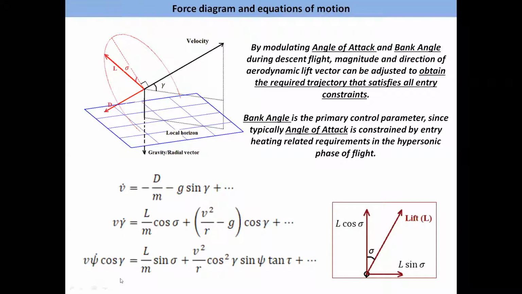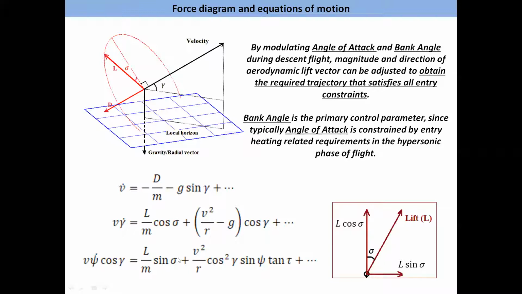So these are the equations of motion written with respect to a velocity fixed frame of reference, a relative velocity fixed frame of reference. You can see how the cos component, that is L cos sigma, the vertical component of the lift vector, affects the variation of flight path angle, while the horizontal component of the lift vector affects the heading of the vehicle.